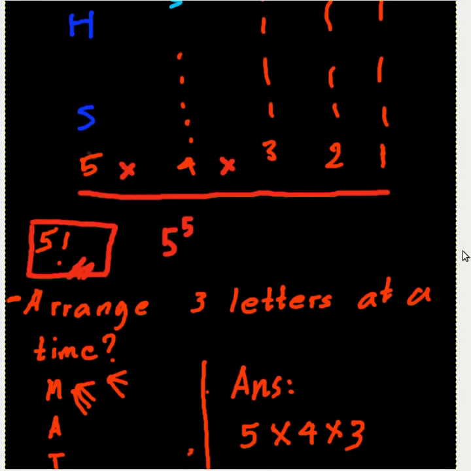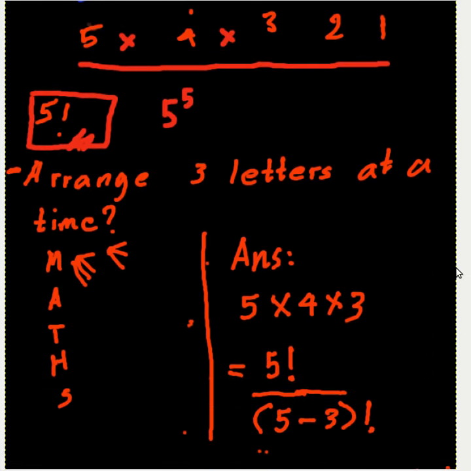What do we do if we arrange 3 letters at a time? Again, my first letter can be M, A, T, H, or S. My second letter, if it's M, is going to be A, T, H, or S. And I have 5, 4, 3. So the answer is going to be 5 times 4 times 3. In this case it's equal to 60. We're not too worried about what the number means, but we're worried about how you write this out. So it's 5 times 4 times 3.